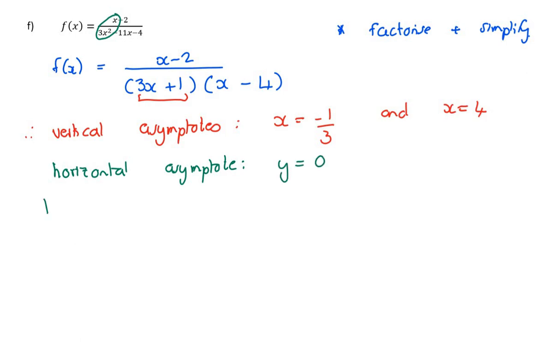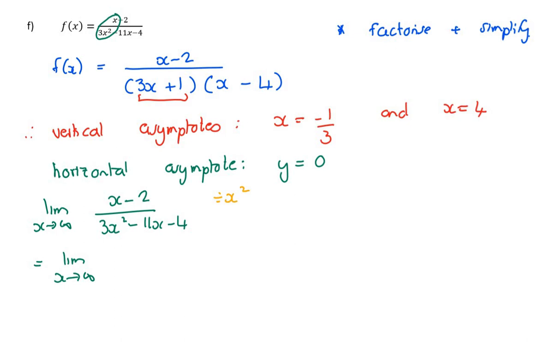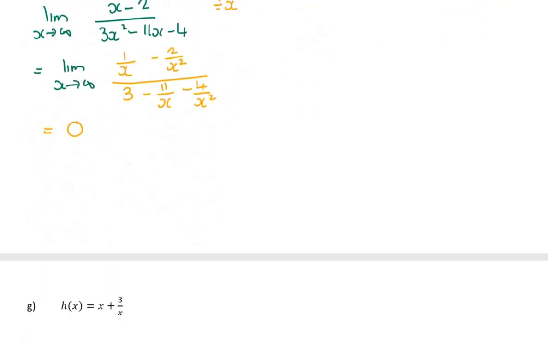If this was my exam, I would show some working. So it's the limit as x tends to infinity of x minus 2 over 3x squared minus 11x minus 4. I'm going to divide everything here by x squared, but that means if I divide the top by x squared, I get 1 over x, so that will tend to 0. 2 over x squared tends to 0, so the entire top tends to 0. The bottom is going to tend towards 3. So basically I get 0 over 3, which is 0. Great. Last one.